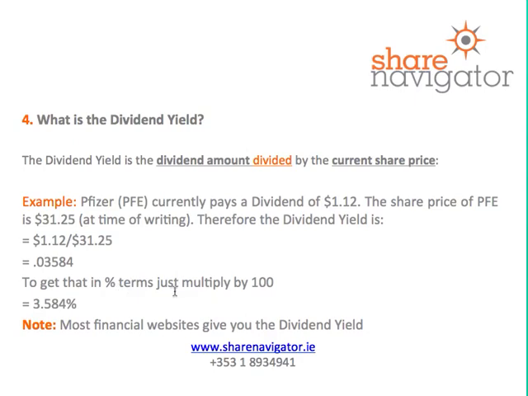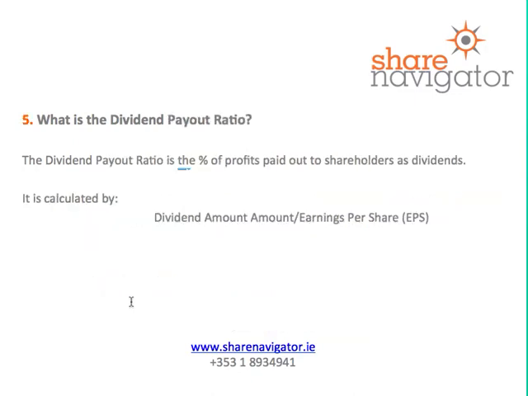So what does that mean for you? Well, for every €1,000 or $1,000 that you invest into Pfizer, you're going to get 3.584% of that as a reward for just owning the shares of Pfizer. So most financial websites actually give you the dividend yield. You don't need to know how to calculate it, but it's just something that is nice to know.